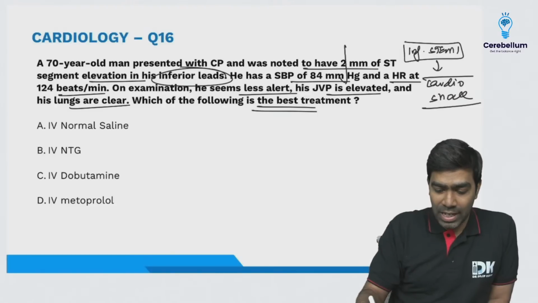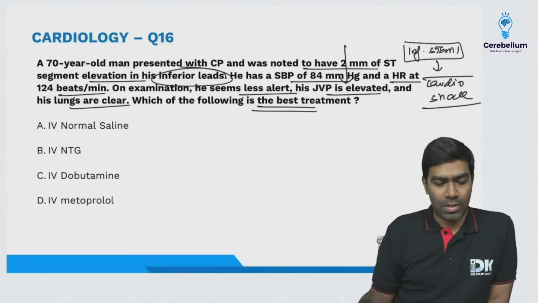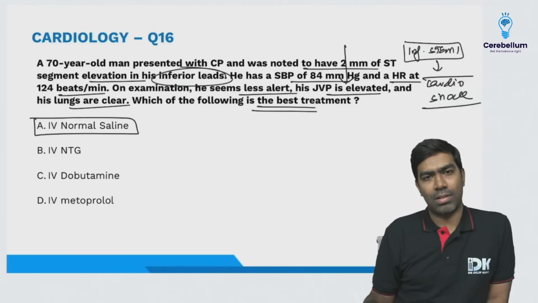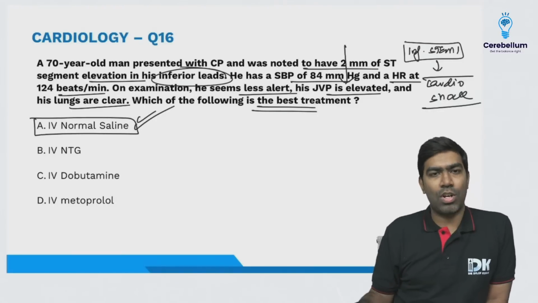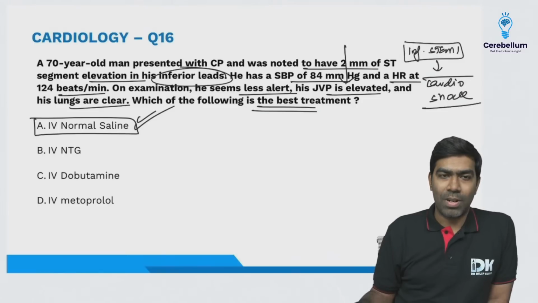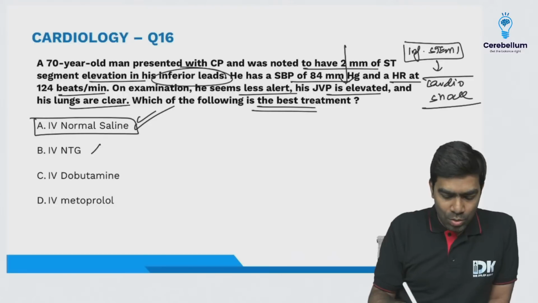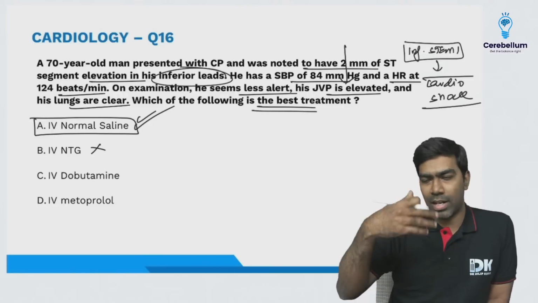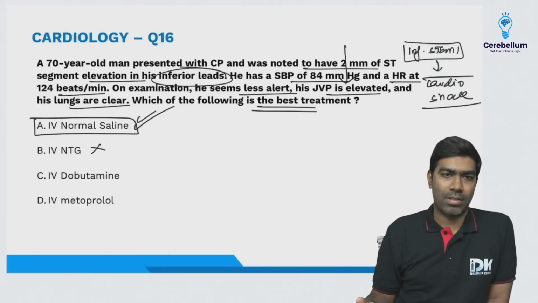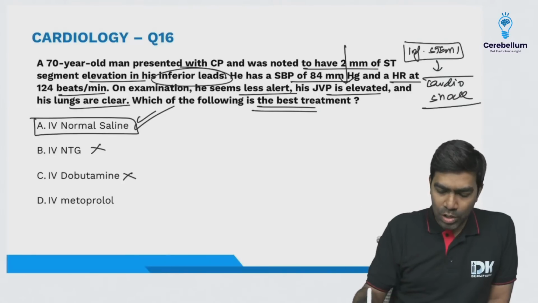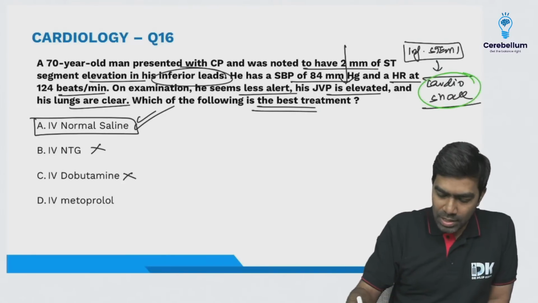If you are suspecting a right ventricular MI, what is the first choice? It is IV normal saline. That's the first choice. Remember, right ventricular MI, I told you it's a preload sensitive condition. You cannot use anything that reduces the preload. Obviously, NTG cannot be used in any shock for that matter. IV dobutamine, no, because the patient is in shock.